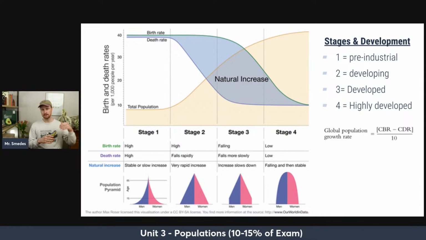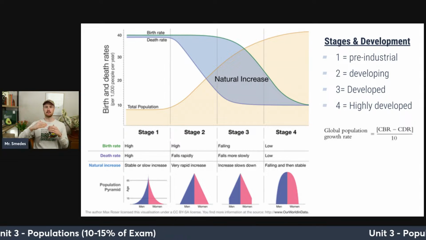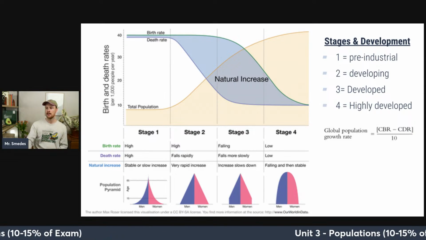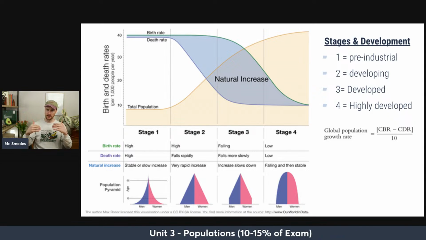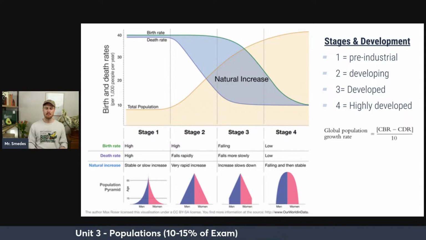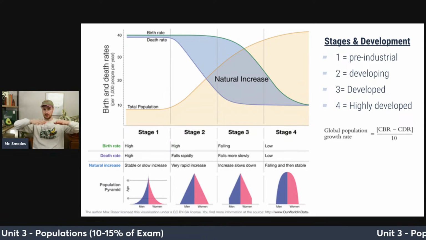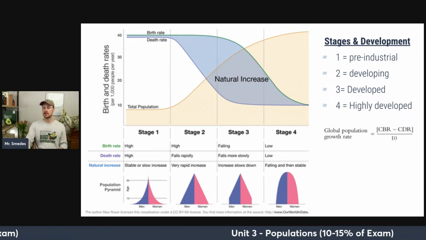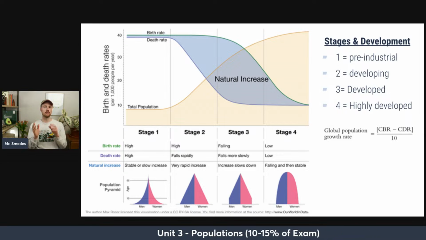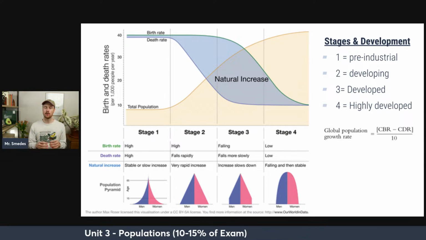So way fewer people are dying early in life, and that means population grows because way more people are being born than dying. We still have a pyramid shape as our age structure diagram if we look at the bottom of the screen there, but it's not quite as flared out. It's not going to be as dramatic at the base as a stage 1 country. Then we go to stage 3, and the population is still growing, but the rate of growth is slower.